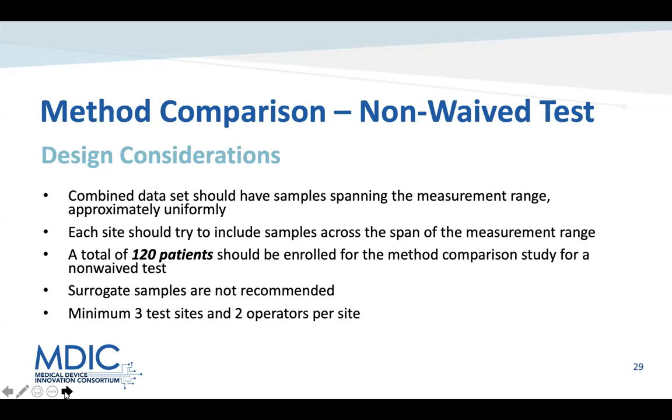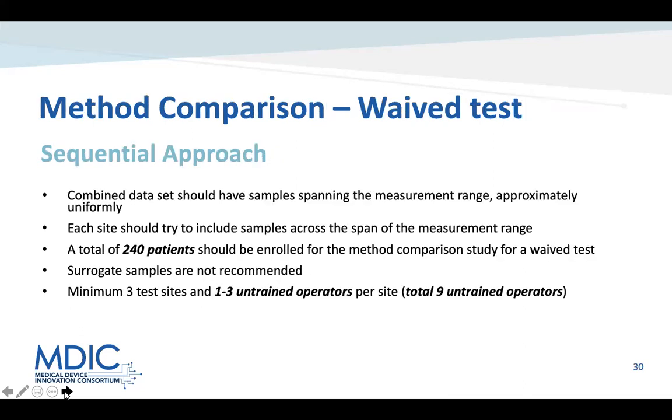test. Surrogate samples are not recommended for method comparison studies, but we'll get into some details when that may not be an option otherwise. So for these types of studies, at a minimum, we need 3 testing sites with 2 operators per site. So if we can go to the next slide, please.